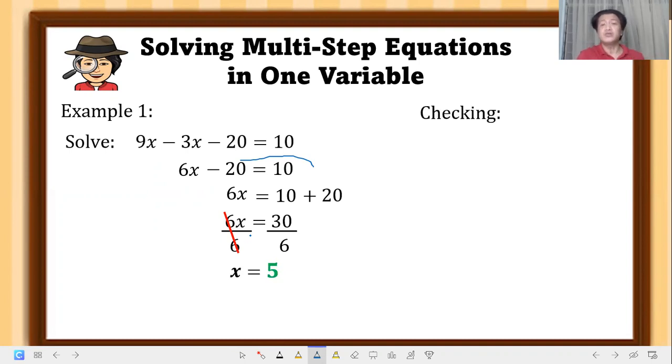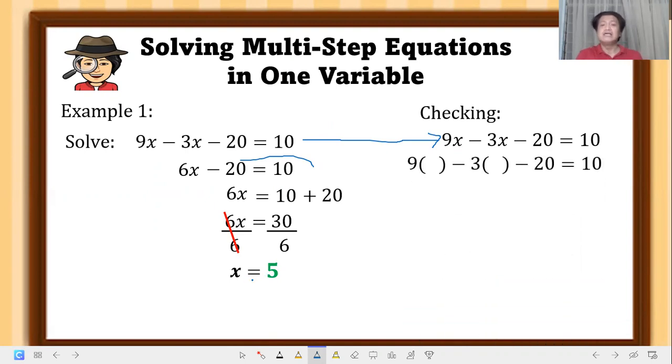So, therefore, you're going to check. How are you going to check? I-copy mo lang yung original equation mo: 9x minus 3x minus 20 is equal to 10. You are going to replace the x by the answer, which is the value. Okay? I-replace mo lang yung 5 dyan, dun sa may x.